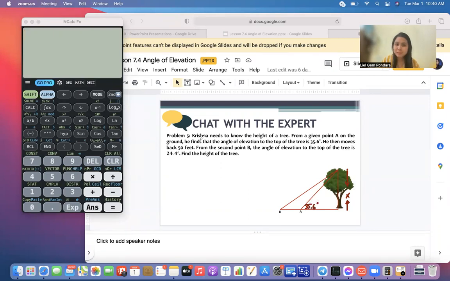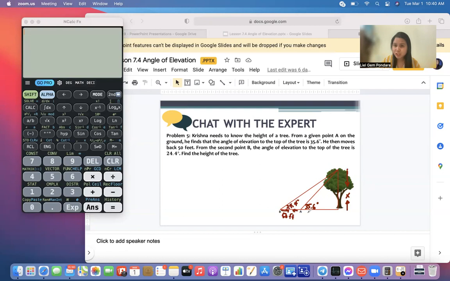He then moves back 50 feet. So Krishna walked 50 feet more. That's from A to B. And the second angle of elevation is 24.4 degrees. Let me give you a hint.